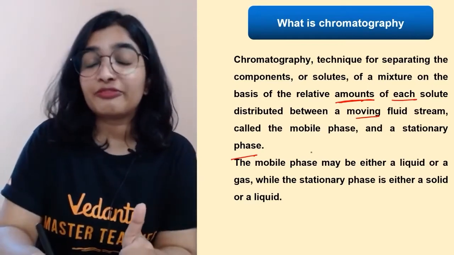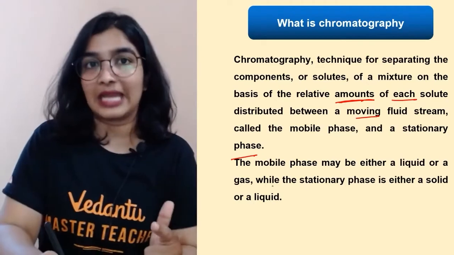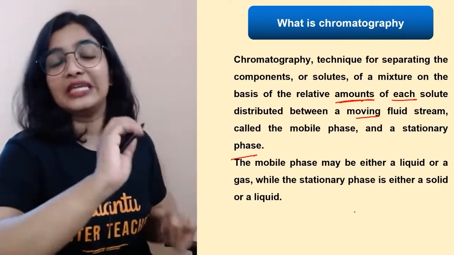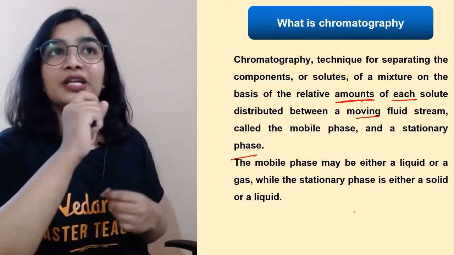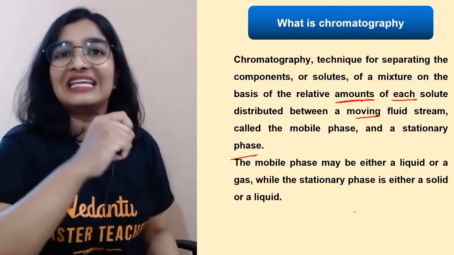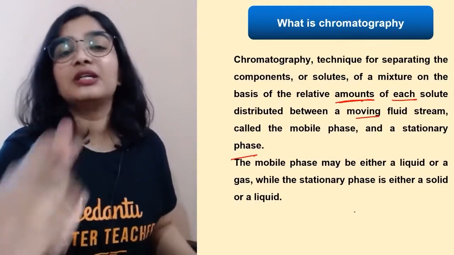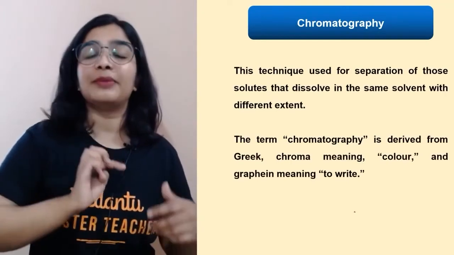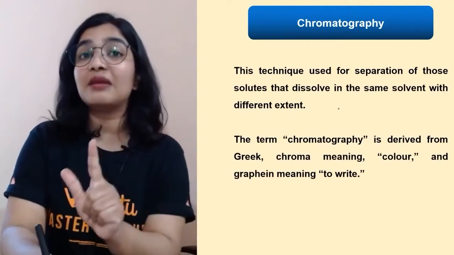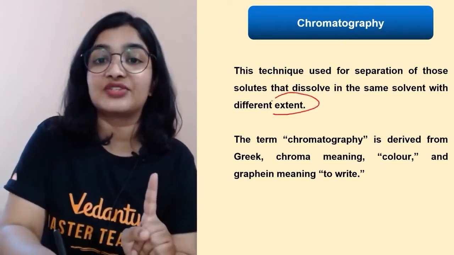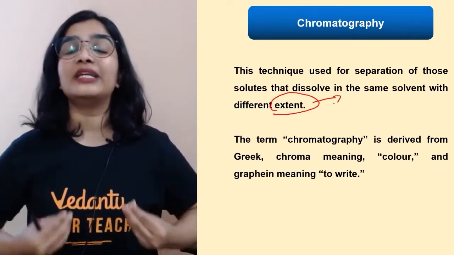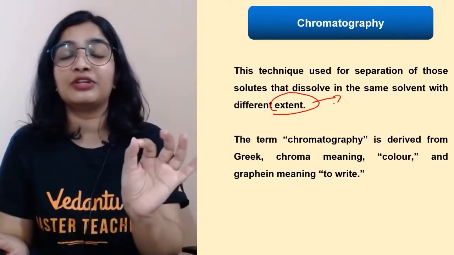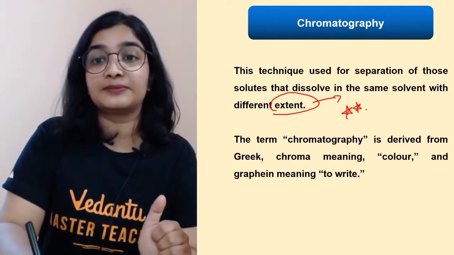The mobile phase may be either a liquid or a gas, while the stationary phase, which does not move, is either a solid or liquid. You can do this for solid or liquid, but if it's a solid, you have to dissolve it in a solvent, make a paste of it, and that is how we will be doing it. So this technique is used for the separation of those solutes that dissolve in the same solvent to different extents. That means their solubilities are different, right? That is the principle behind the chromatography technique, and you should know this.